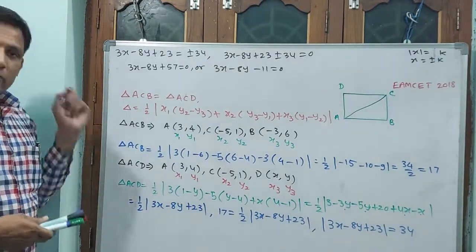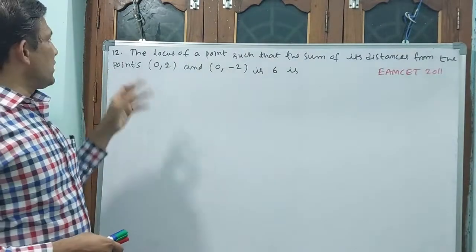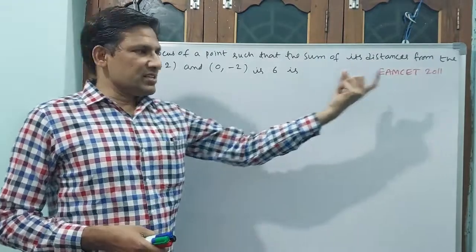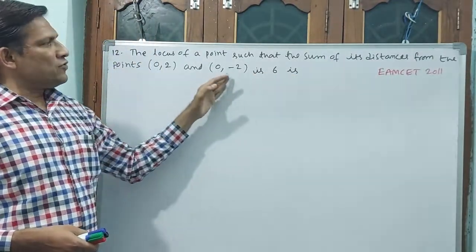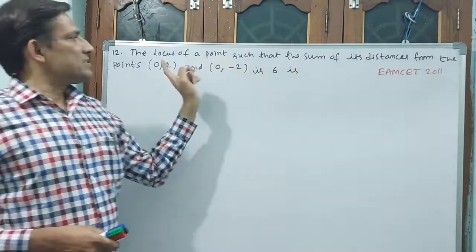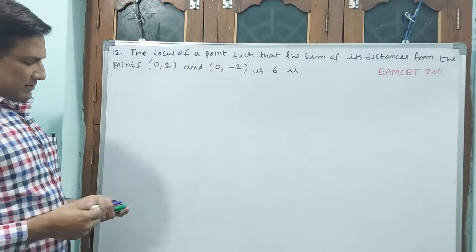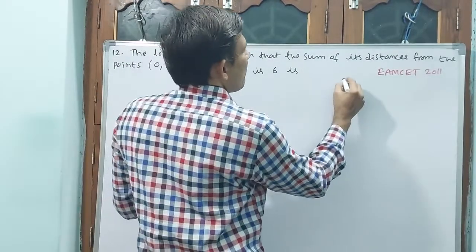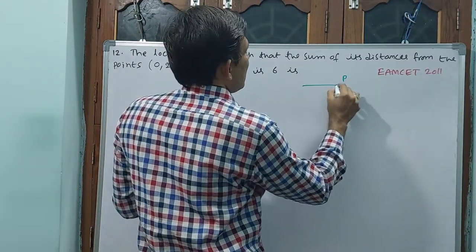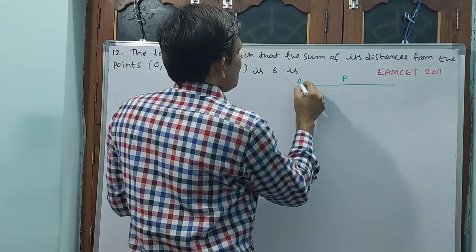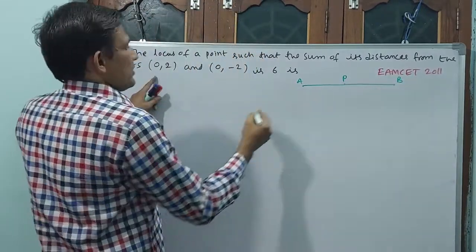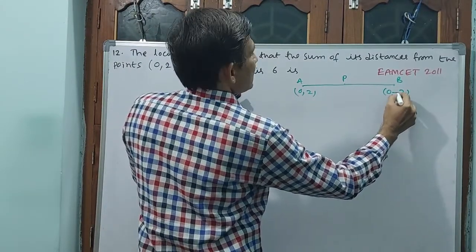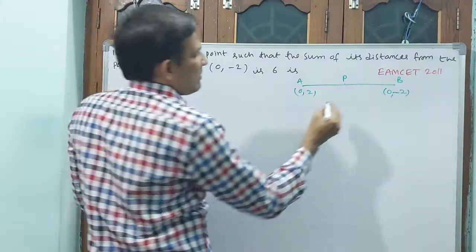Let us go for the 12th question. See, question number 12. The locus of a point such that the sum of its distances from points 0, 2 and 0, minus 2 is 6. Then what is the locus? That means the locus of that point. See, one diagram I am drawing, then you can understand by seeing it. One point is there, P. Here A, here B. A will be 0, 2. B will be 0, minus 2. P will be x, y.